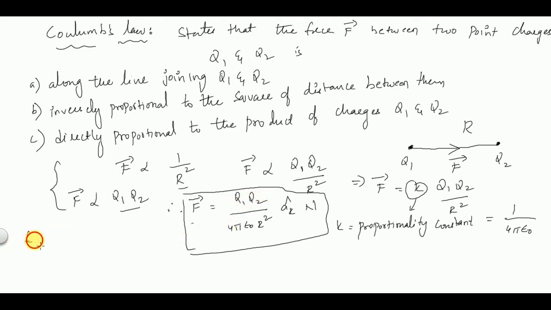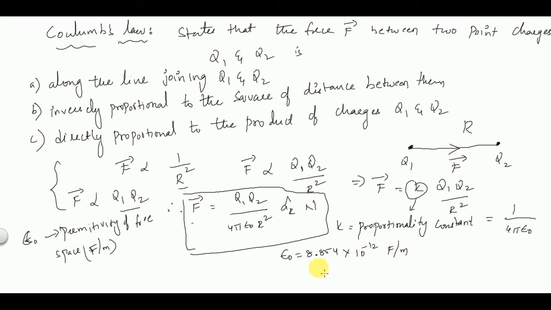This epsilon naught is called the permittivity of free space, which is represented in farad per meter, and its value is epsilon naught equal to 8.854 into 10 to the power of minus 12 farad per meter.